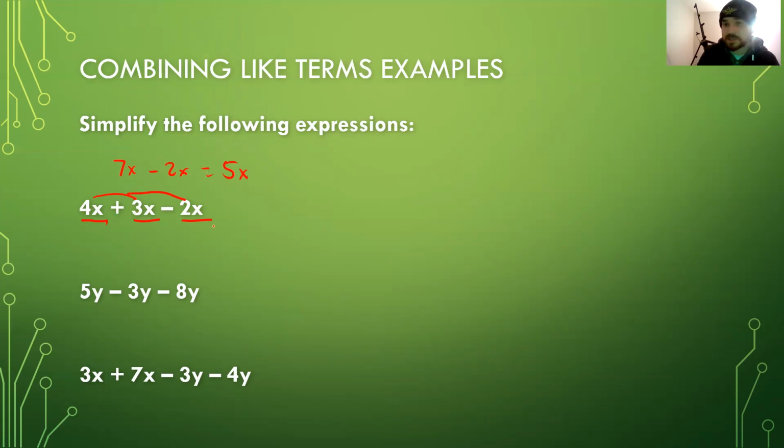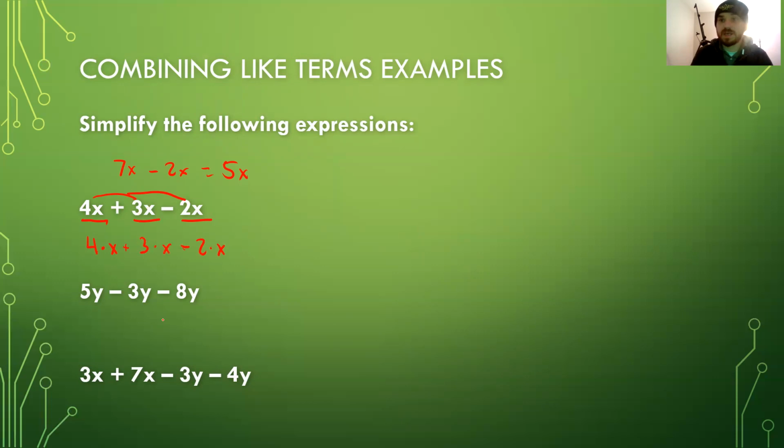Now you'll notice that the x doesn't go away when we add or subtract it. And that's because of what this is actually saying. This right here is actually telling us 4 times x plus 3 times x minus 2 times x.